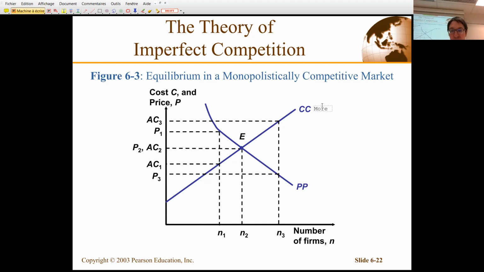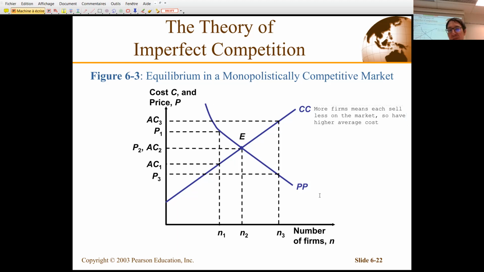So with more firms, each sells less, so they have higher average cost. So that's the first relation.